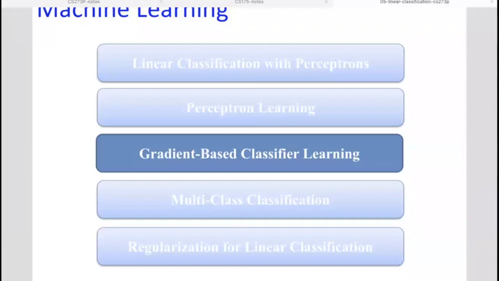Linear classification models with the so-called perceptron models. In the perceptron models, we build a decision boundary based on linear combinations of the input features. However, for the perceptron learning algorithm, we didn't provide you a loss function, right? And how do you train it? We just simply provide you an algorithm.